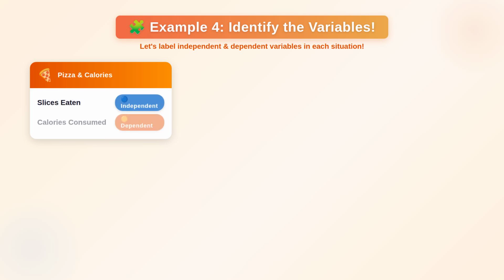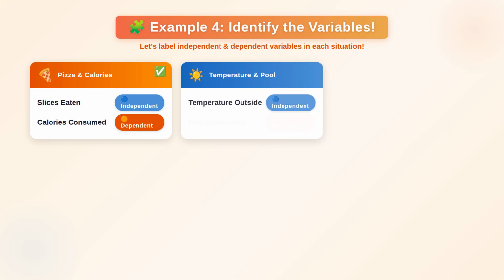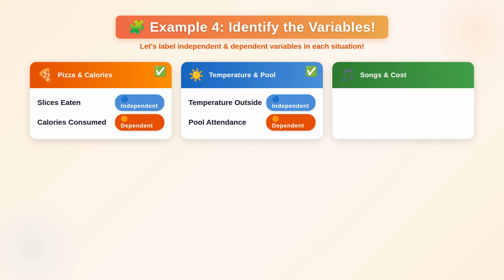This is exactly how scientists and engineers use variables to predict what will happen based on what they choose to do. Now let's test your skills, just like Maya is doing on her homework right now. She has 3 situations and needs to label each variable. Ready? Situation 1. The number of slices of pizza eaten and the number of calories consumed. Which is independent? Slices eaten. You choose that. Which is dependent? Calories. They depend on slices.